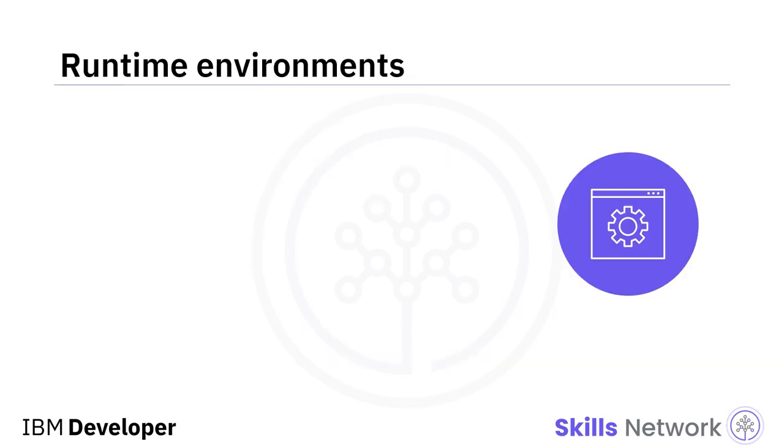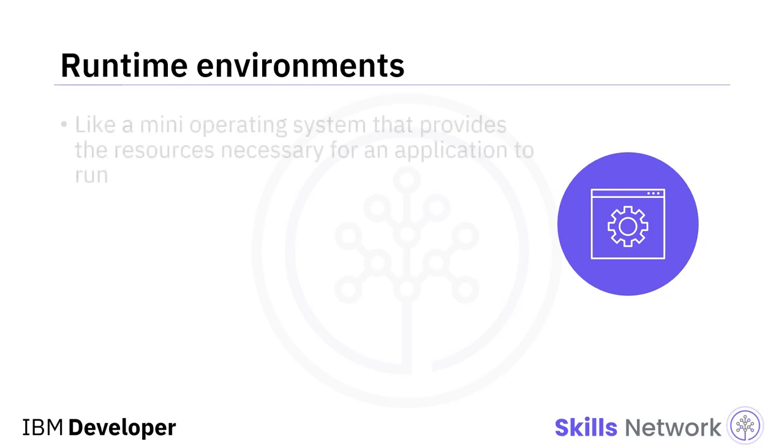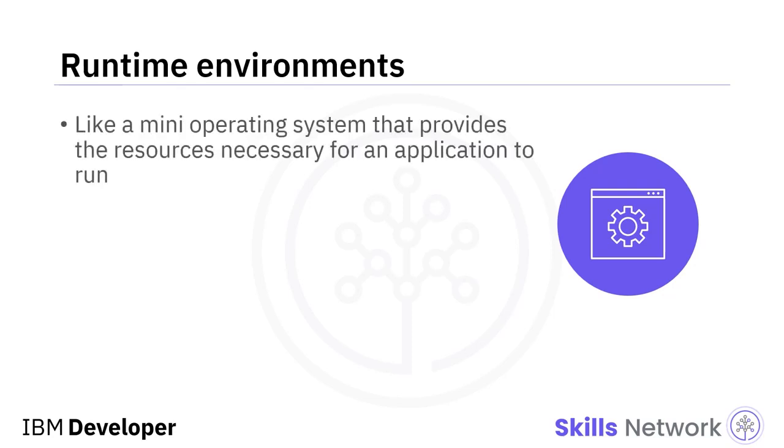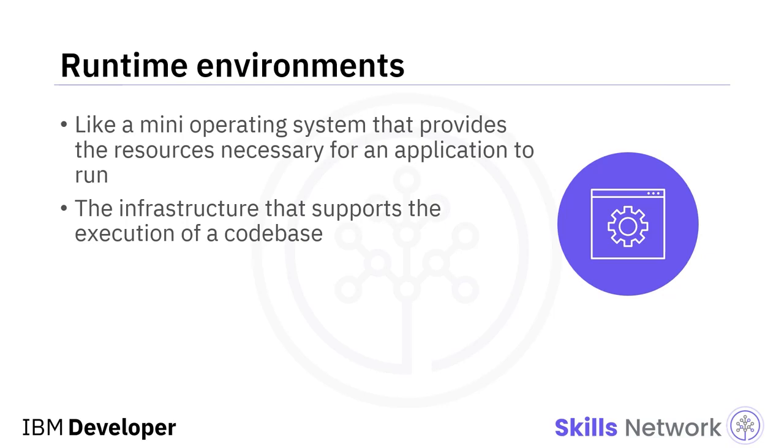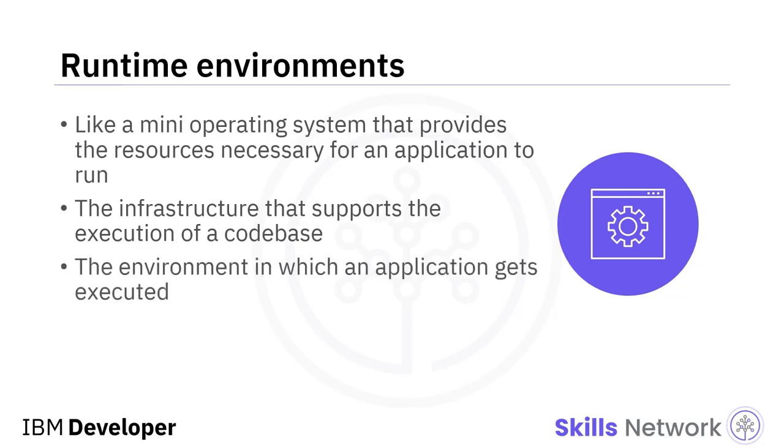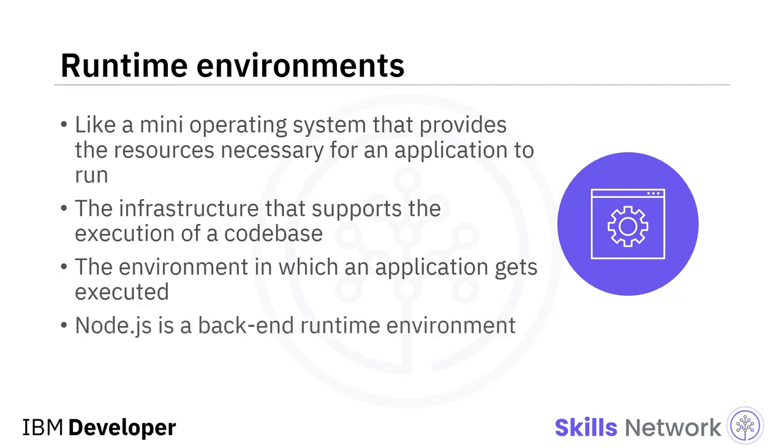Let's now discuss runtime environments. A runtime behaves similarly to a mini operating system that provides the resources necessary for an application to run. The runtime is the infrastructure that supports the execution of a codebase. It is the hardware and software environment in which an application gets executed. Node.js is an example of a back-end runtime environment.